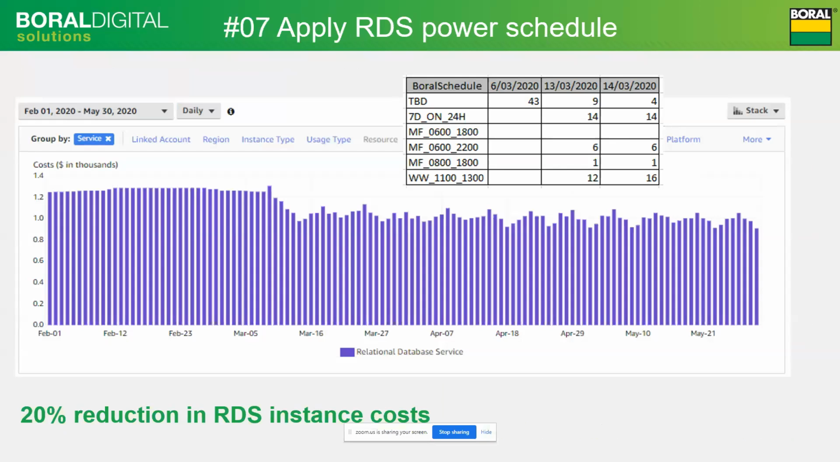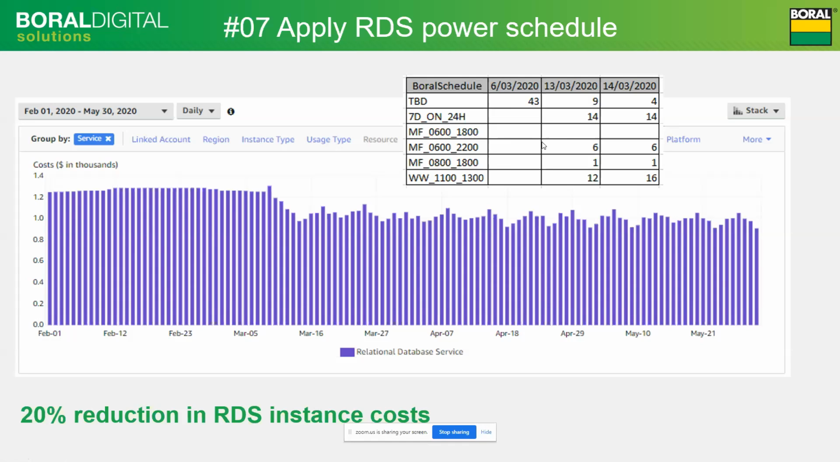Tip number 7 is to apply RDS power scheduling. So those previous two slides talked about how to get to an evaluation about the power scheduling. Some teams might already know how much power scheduling they need, some don't. The little table there on the sheet shows a snapshot in time of how many RDS instances we had on different power schedules.